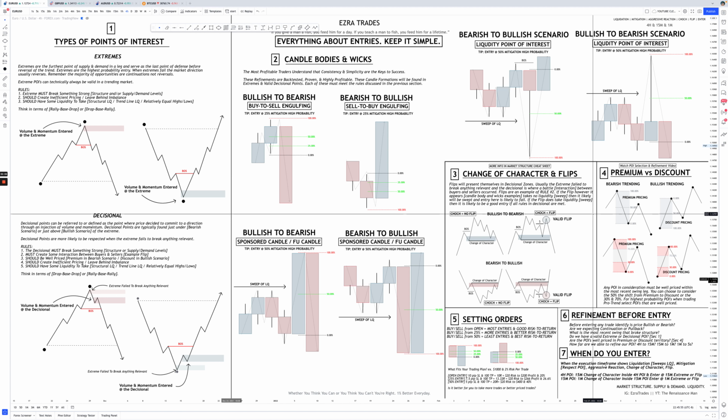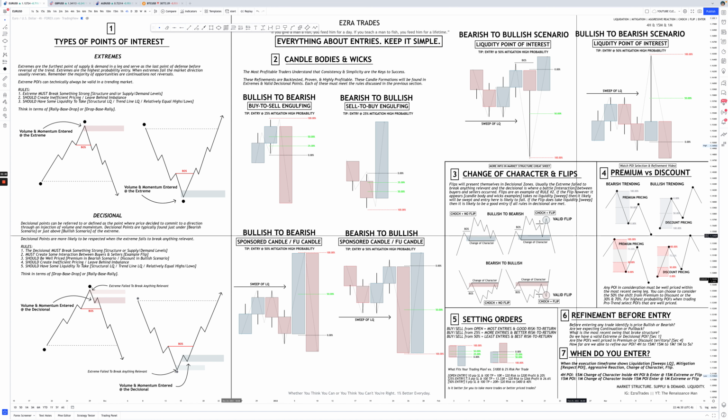The flip, however it appears, candle body and wick examples, right, could look like any of these. If flips are an example of rule number 2, and the flip takes no liquidity, meaning it doesn't sweep, then it likely will be swept, and entry here is likely to fail. If the flip does take liquidity in terms of a sweep, then it likely is to be a good entry if all rules and decisions are met.